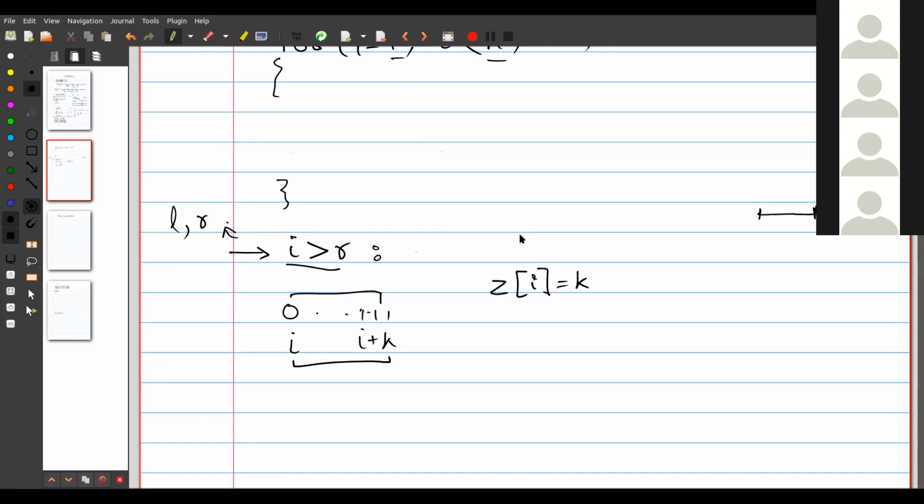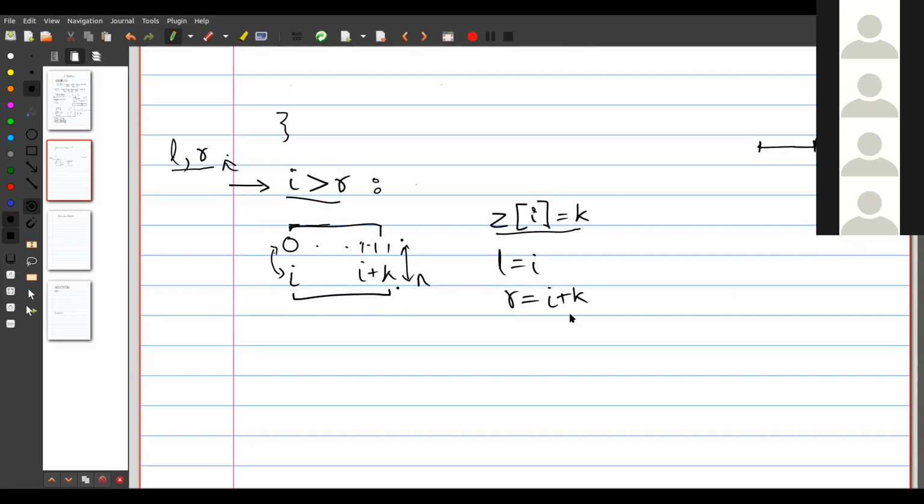I need to reset my L and R. So now what I will do is I will use the naive algorithm to compare at I and so on till somehow everything after I plus K doesn't match. Now I have reset my L and R. So this was one case.